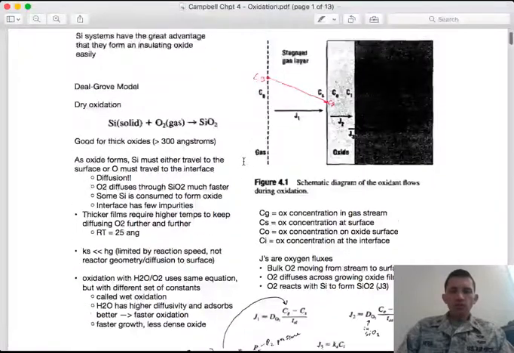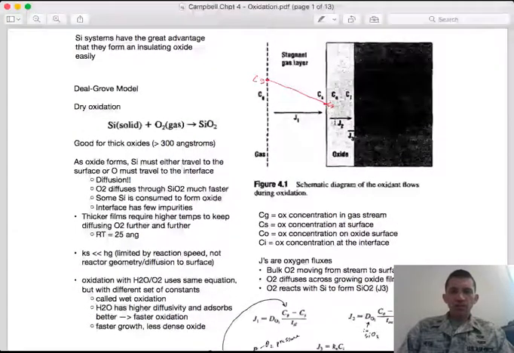Generally, the overall reaction here is limited not by the ability of oxygen to get to the surface, but by the reaction rate of oxygen and silicon to grow the oxide, which is good because then we can basically have our reactor shaped any way we want. The geometry is not going to affect it, or the diffusion across the stagnation layer, and it's just going to be driven by that reaction rate.